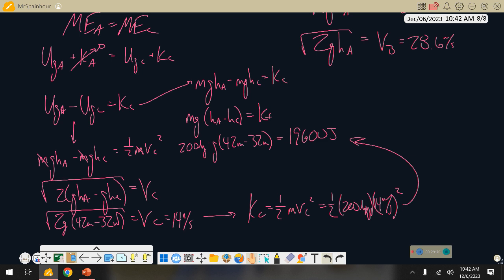So here's where you have to start. If you are struggling, listen to what I said to her. You have to start and go piece by piece. So conservation of mechanical energy between A and C, or you could have done between B and C. It doesn't matter because it's equal. I chose A and C because I felt it to be easier.